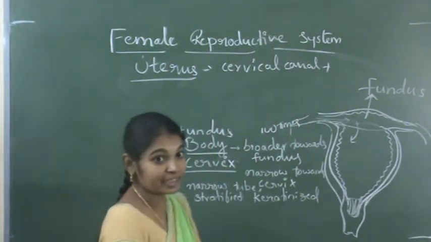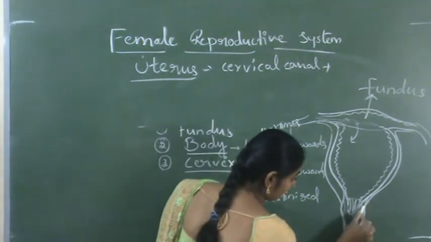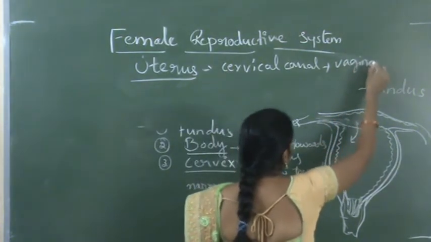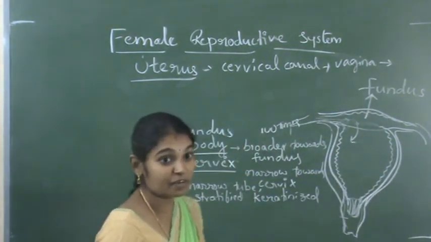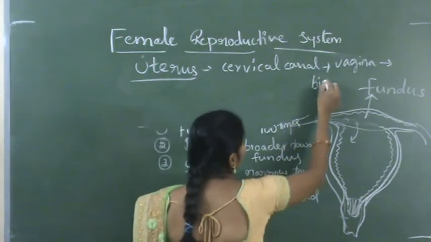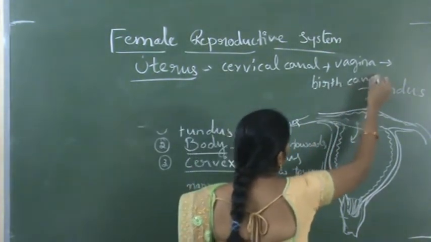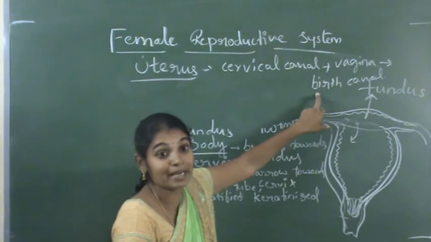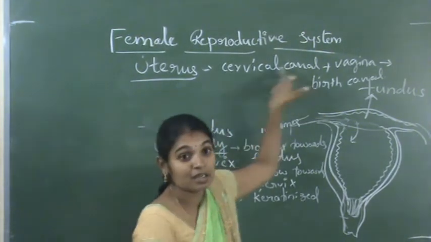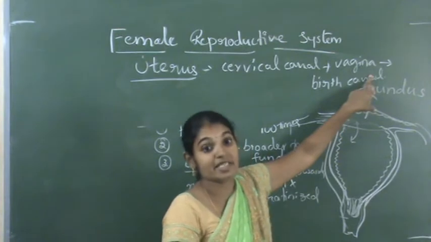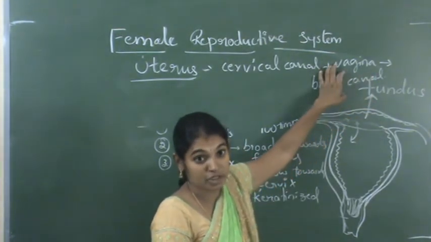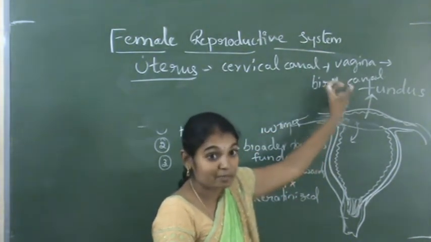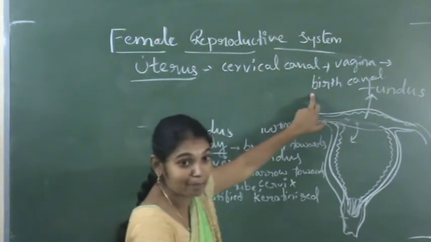Plus the next part of the female reproductive system, that is the vagina. So this part is the vagina. These two structures together form the birth canal. This birth canal is a narrow, tube-like structure formed by the fusion of the cervical canal and the vagina, through which the baby is expelled out during parturition. During childbirth, it provides a passage for the delivering baby. That forms the birth canal.